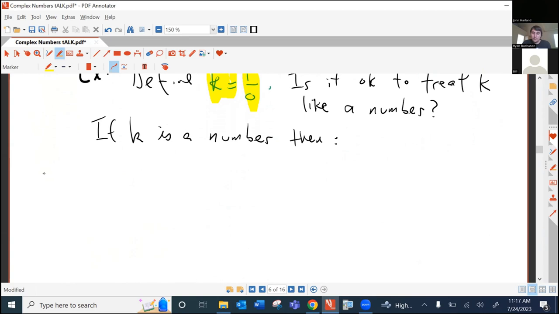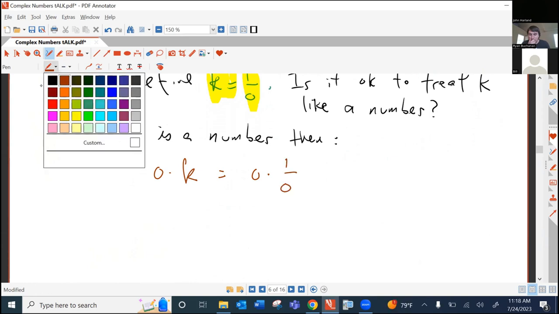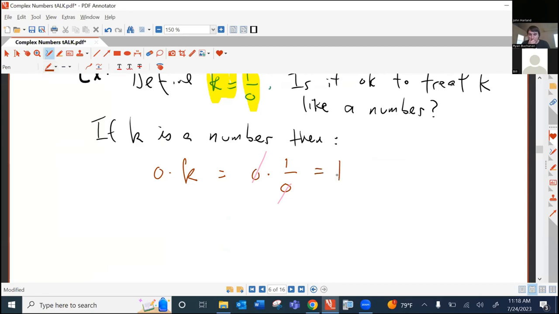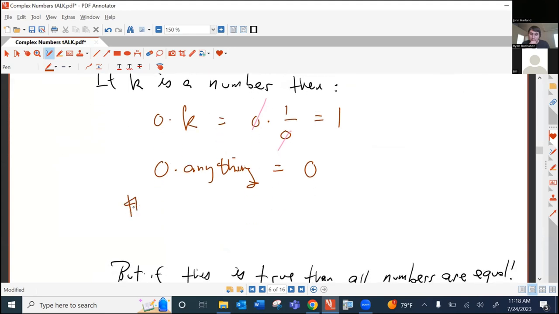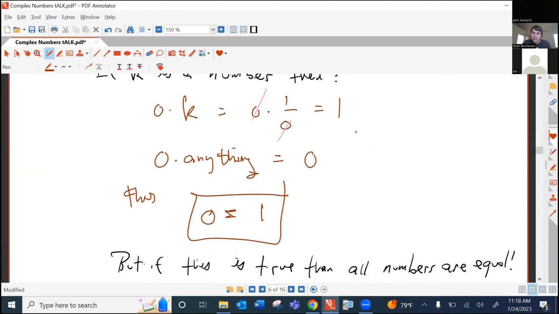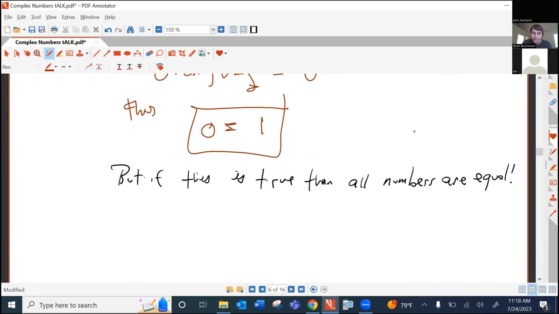Any questions before we continue here? If k is a normal number, then 0 times k you can write as 0 times 1 over 0. And if you're treating things like normal numbers, you can cancel those zeros and get 1. But you can also prove that 0 times anything, because 0 is the additive identity, if this is a consistent number system, has to be 0. Thus, 0 is equal to 1. In this number system that allows for 1 over 0, you have to admit that 0 is equal to 1. But then all numbers are equal to one another.